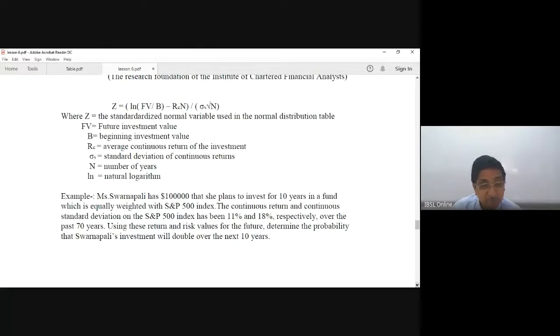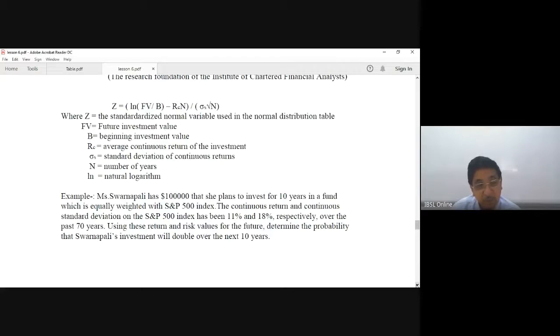So this is a particular problem or example where you can apply the model of future investment value, and we have to see what are the types of symbols used for these numbers. Now I think you all can just apply the model. Z is equal to log of FV. What is FV here? Future value.